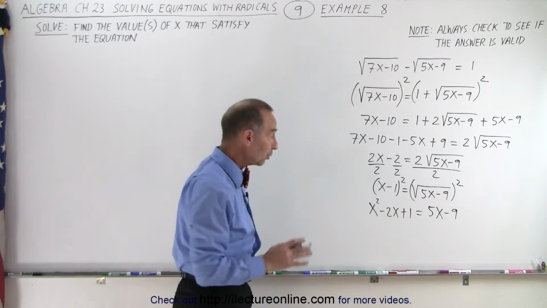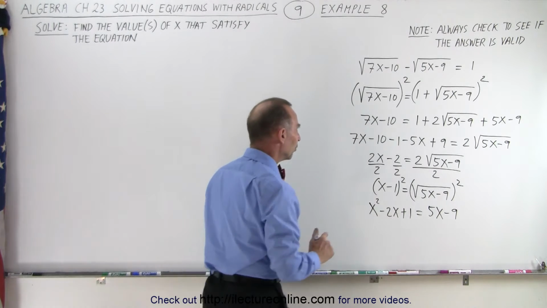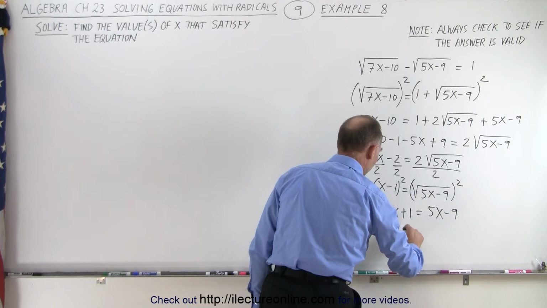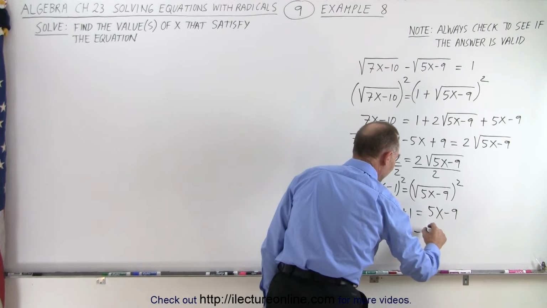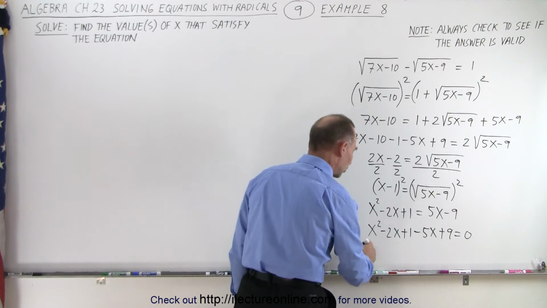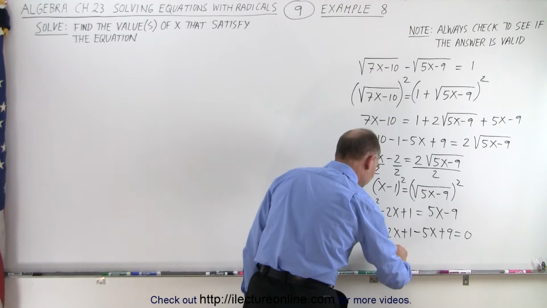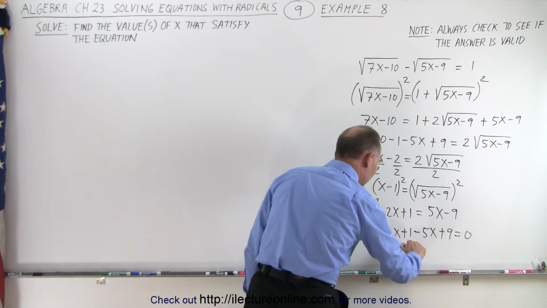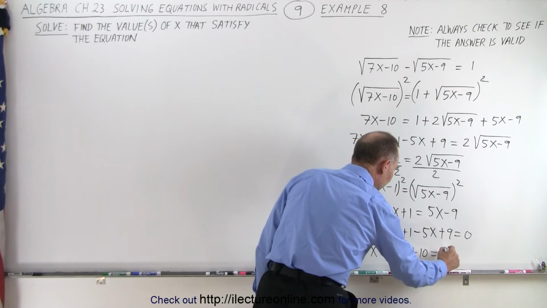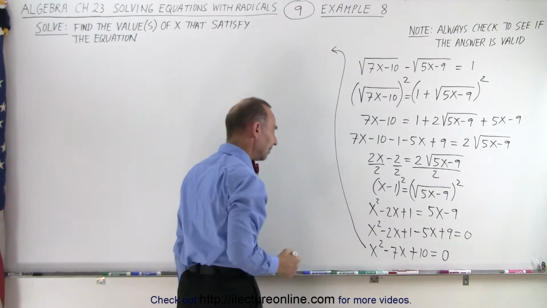Notice we still have a quadratic equation, so let's move everything over to one side and set it equal to 0. So x squared minus 2x plus 1 minus 5x plus 9 equals 0. Combine like terms: we get x squared, minus 2x minus 5x is minus 7x, and plus 1 plus 9 is plus 10, equals 0. So that looks like we can factor that quite easily.